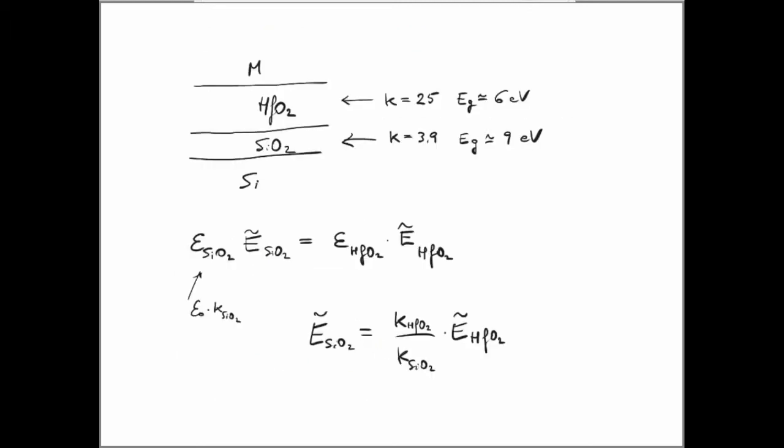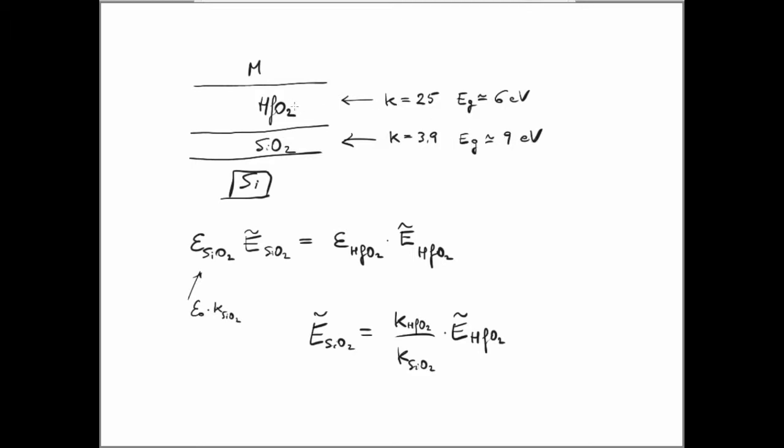Just to be clear on what this device looks like, in this schematic I've tried to summarize the details of this dielectric stack. So we have a silicon substrate, and then we have a silicon dioxide insulating layer, a hafnium dioxide insulating layer on top, and then our metal. And just so you know, the silicon dioxide layer has a relative dielectric constant K of 3.9 and a band gap of roughly 9 eV.